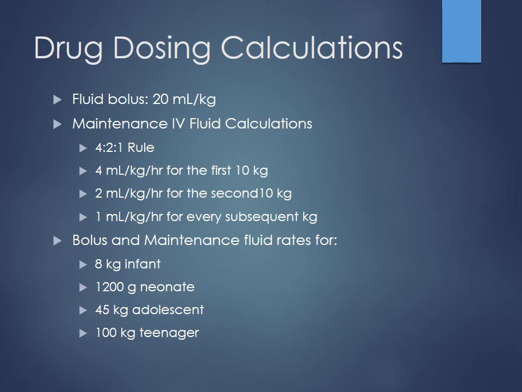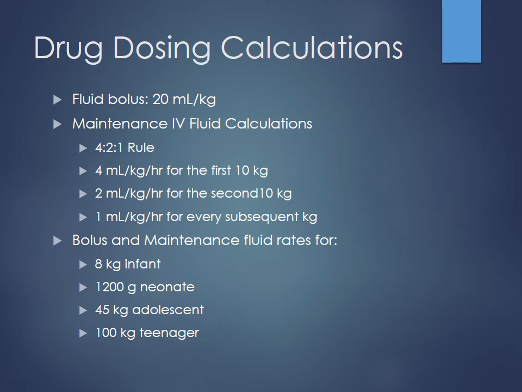And then what would their maintenance fluid rate be? Yeah, like 4.8, so like 5 mLs an hour would be fine for them, okay? How about a 45 kilogram adolescent? Yeah, so 20 times 45 is 900, right? So good. A good rule of thumb, if they're above 50 kilograms, just use a liter, because 50 times 20 ends up being 1,000 anyway.